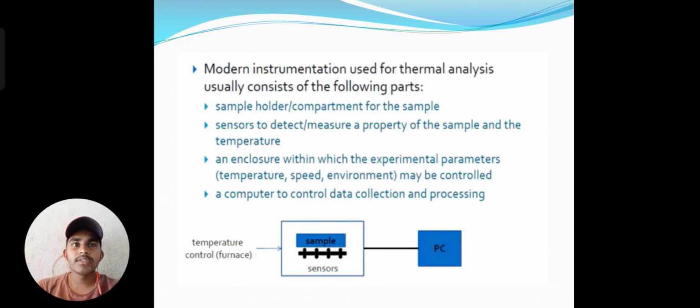Modern instrumentation used for thermal analysis usually consists of the following parts: a sample holder, a compartment for the sample, sensors to detect and measure a property of the sample and the temperature, and an enclosure within which the experimental parameters, that is temperature, speed, environment, may be controlled. And a computer to control data collection and processing. This is the temperature control furnace and the sample sensors. Then go to PC processing.